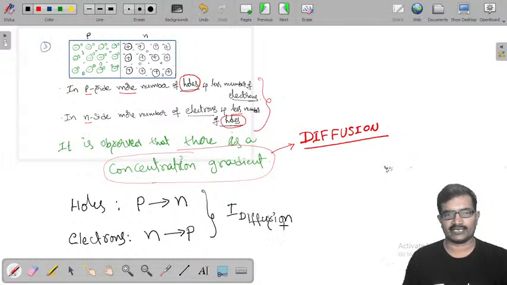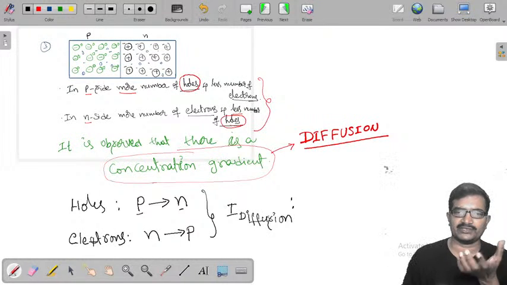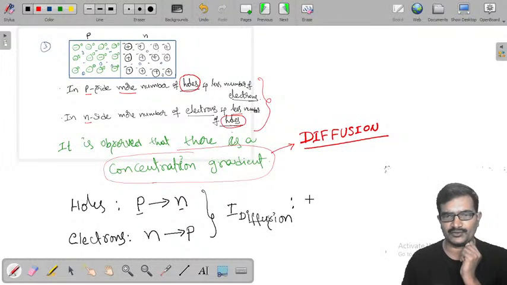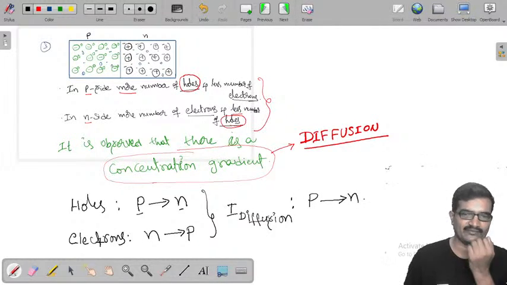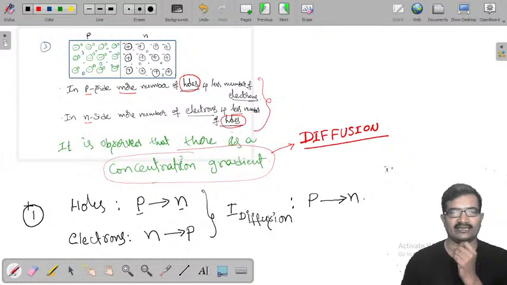We get the diffusion current, and this diffusion current is moving from p region to n region, because current always flows in the direction opposite to the movement of electrons. Here electrons are moving from n to p, that's why current is moving from p to n. So diffusion current is moving from p to n. This is the first event or first action that takes place in a PN junction diode.